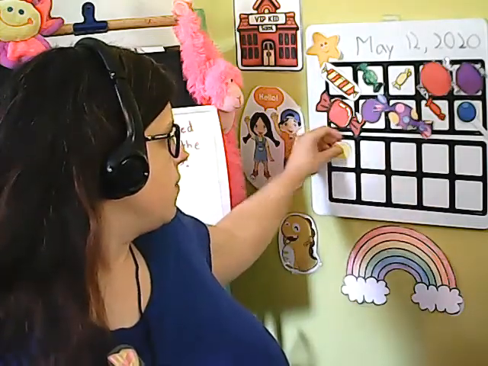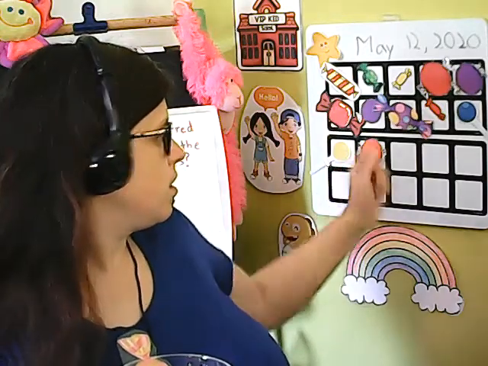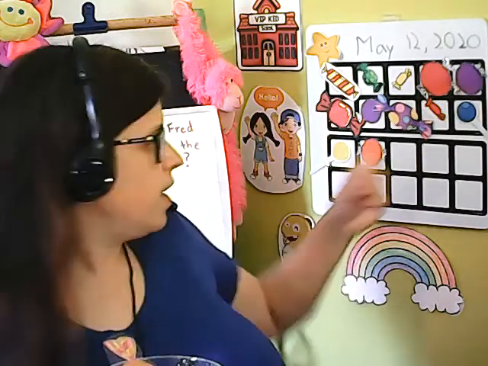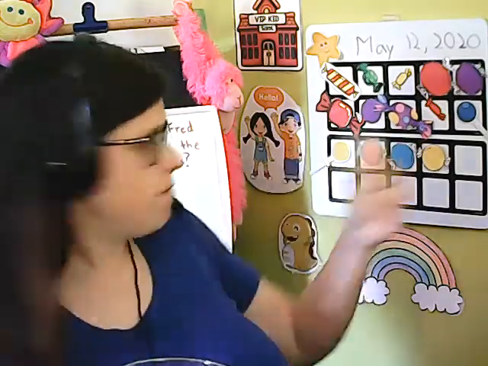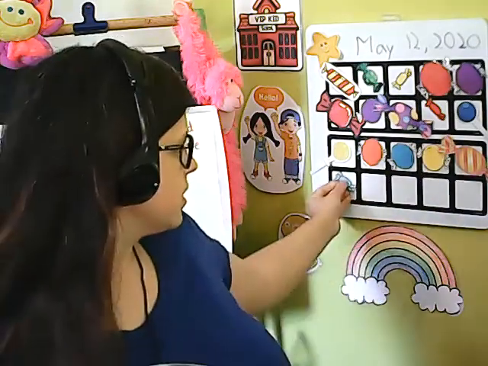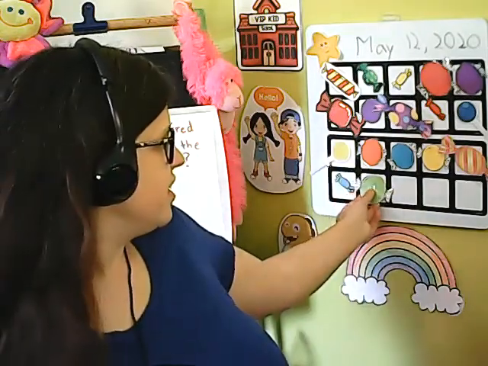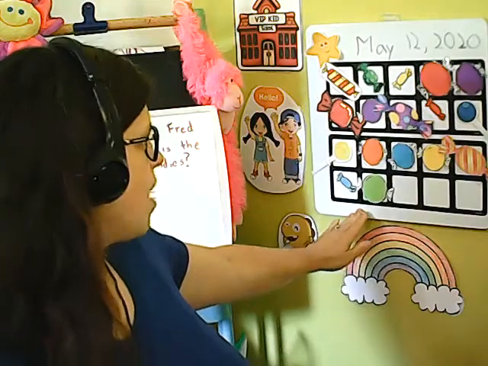1, 2, 3, 4, 5, 6, 7. So we have 7 candies on the bottom 10 frame.